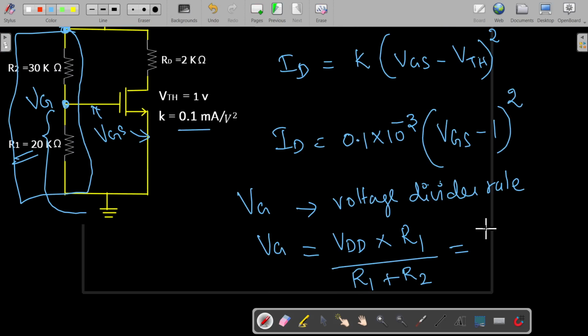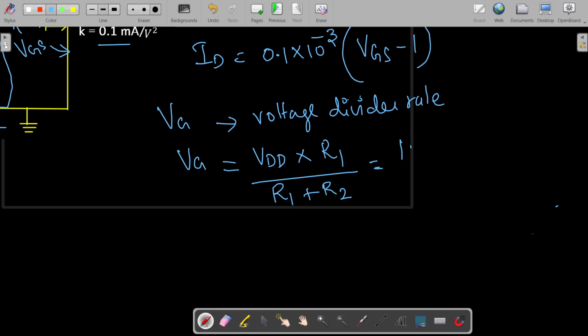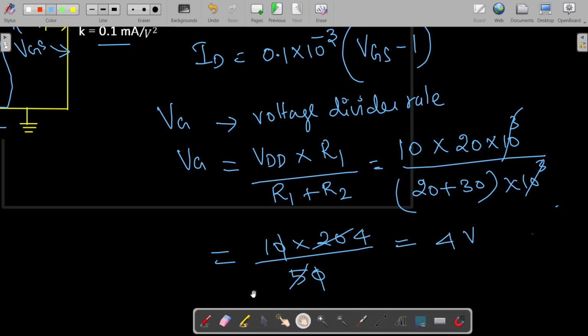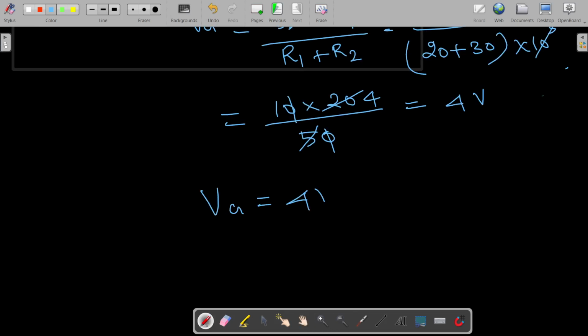Here VDD value is 10. So 10 multiplied by R1, which is 20 kilo ohm, divided by R1 plus R2, so it is 20 plus 30 kilo ohms, 10 power 3. These two can be cancelled out. So it is 10 into 20 divided by 50, which gives 4. So this VG is 4 volts, which is the voltage across this R1 resistance.